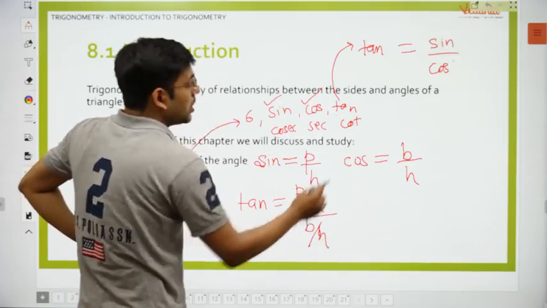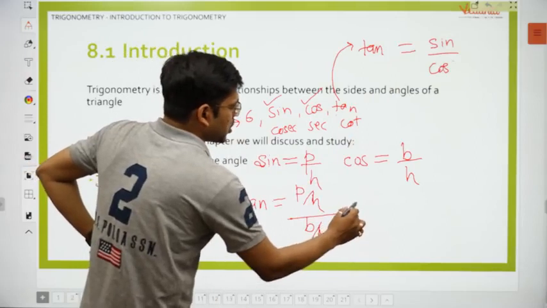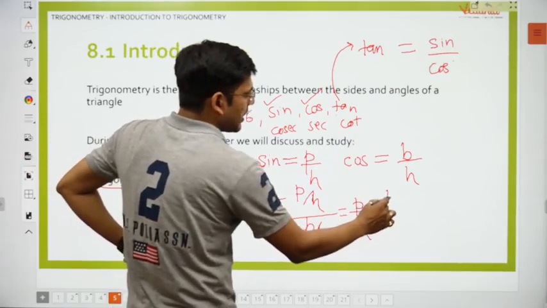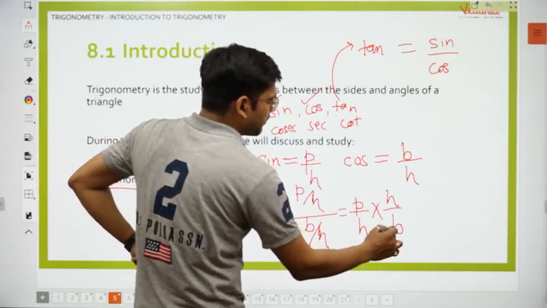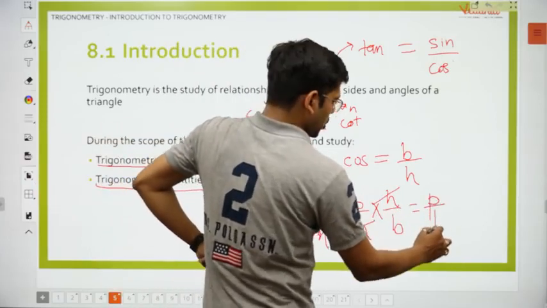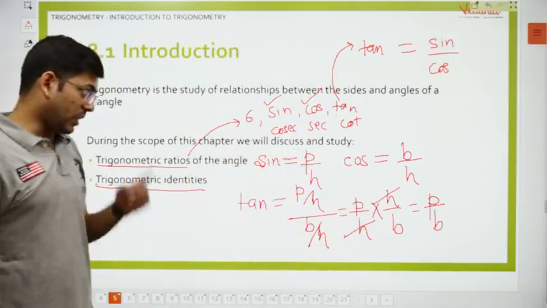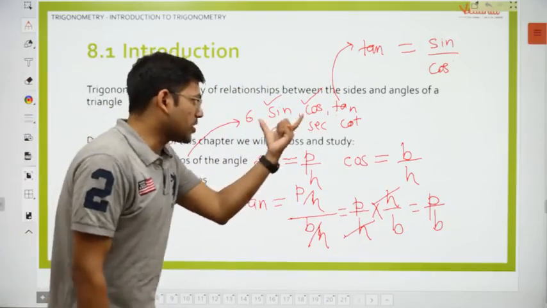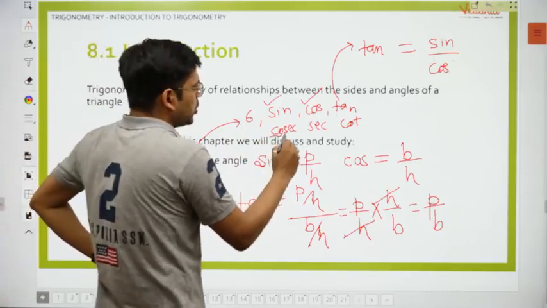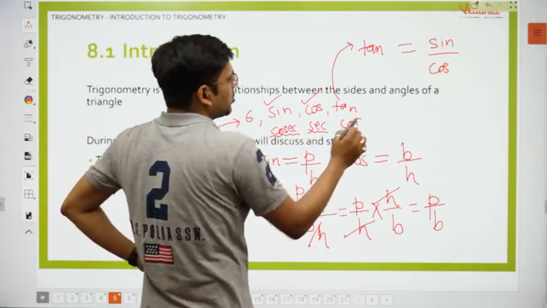This is cos theta, which is B upon H. If we solve it, this is P by H into B by H, which will be the reciprocal of H by B. H and H get cancelled and this becomes P by B. So tan theta comes as P by B. Now remember, once you have got all these three ratios, you can very easily get the other three ratios.